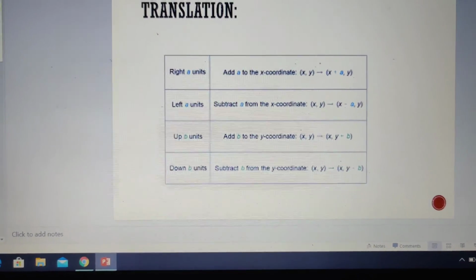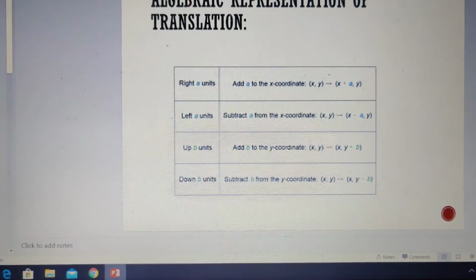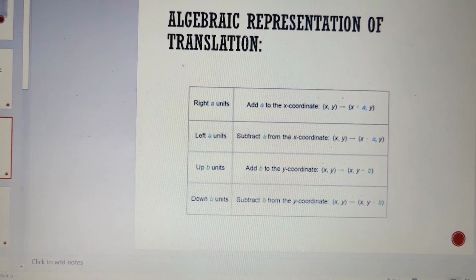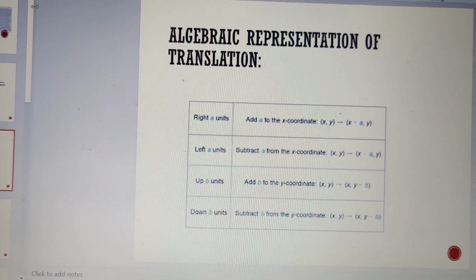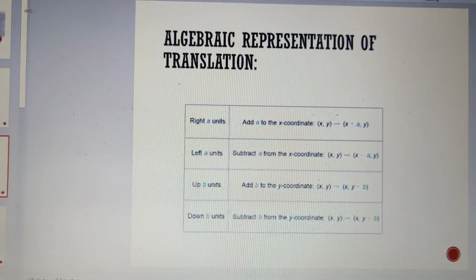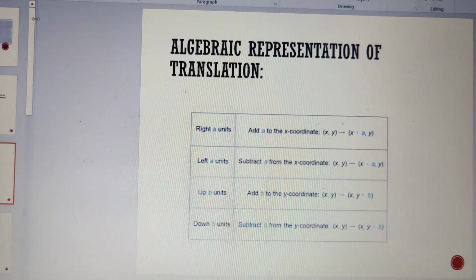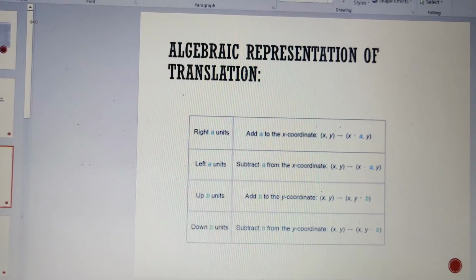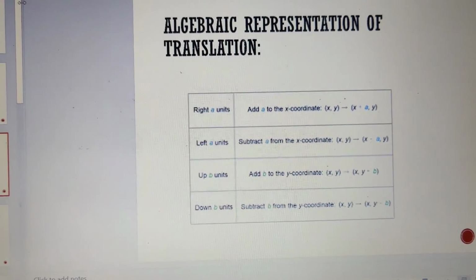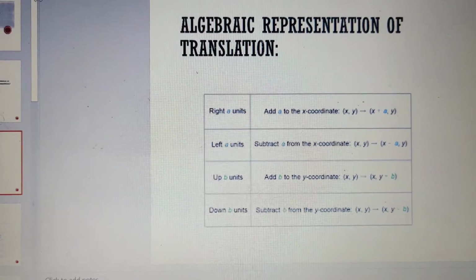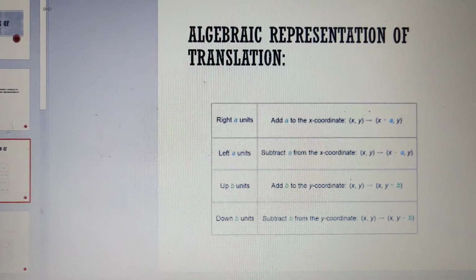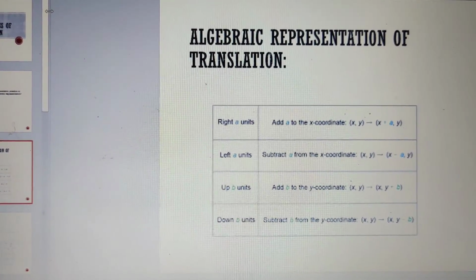Here we have this formula: right A units. If they say move to the right 6 units or 3 units or 4 units, in the place of A, which is a variable, we will write the number and we will add it to the x coordinate, because moving to the right or moving to the left means we are moving along the x coordinate. And moving up and down is moving along the y coordinate. So moving up means adding that number to the y coordinate. Moving down means subtracting that number from the y coordinate.